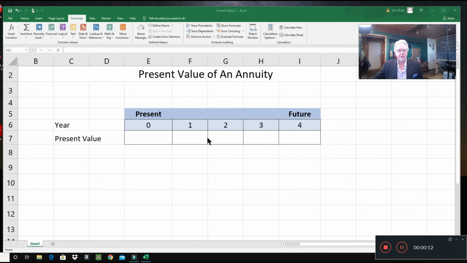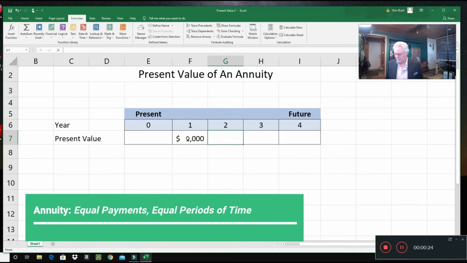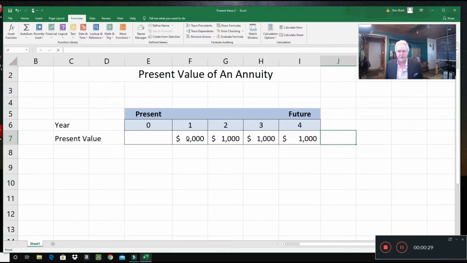So today we're going to learn about the present value of an annuity. So what the heck is an annuity? An annuity is equal payments over equal periods of time. So these $1,000 here, they're assumed to be paid at the end of each year. So this $1,000 is assumed to be paid at the end of year 1, the end of year 2, the end of year 3, end of year 4. So this is just how we do it. It's just a simplification here that everybody uses. So equal payments over equal periods of time.